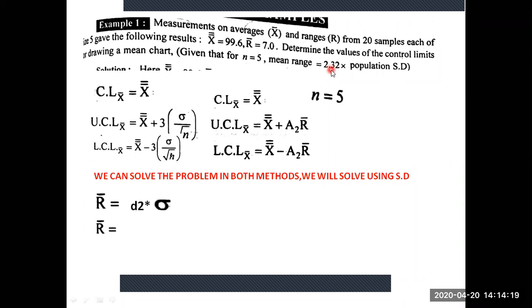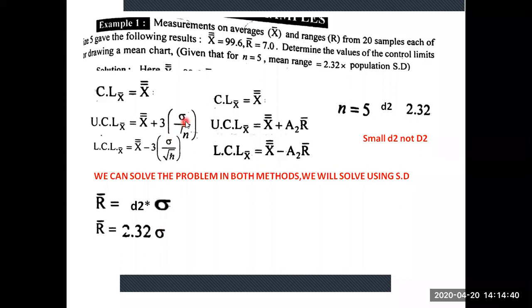You just check the tables and you will come across the same. For n is equal to 5, d2 value is 2.32. So in place of d2, you substitute 2.32. Here it is small d2, not capital D2. So 2.32 times sigma.